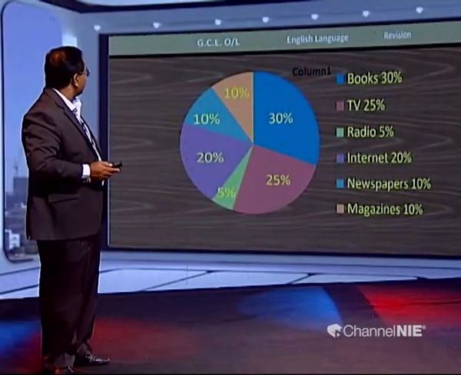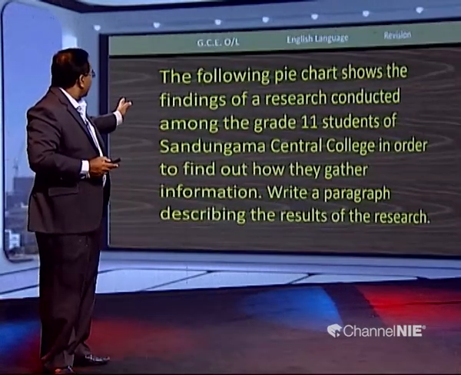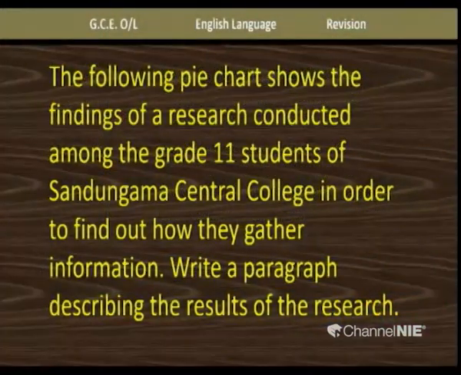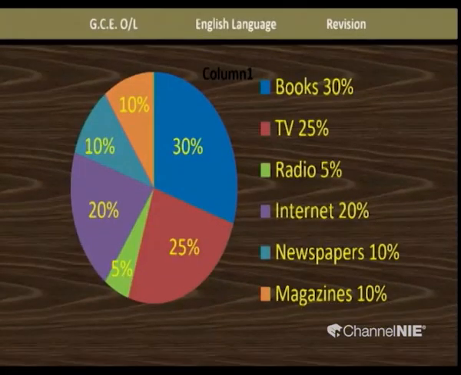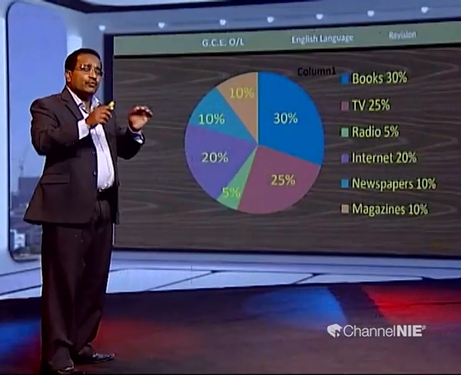Let us have a look at this pie chart. Right? The pie chart reveals how the children gather information. Look at this. Books 30%, television 25%, radio 5%, internet 20%, newspapers 10%, and magazines also 10%. When you have a look at this pie chart, you can understand that the majority of the students still rely on books in order to find information, right?